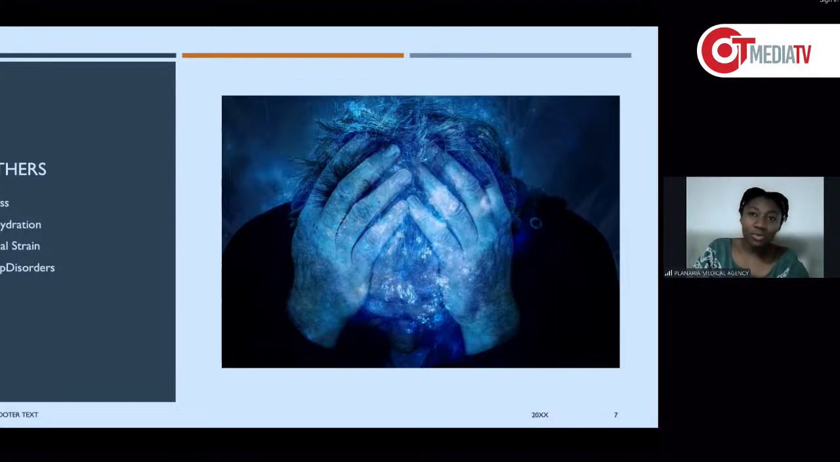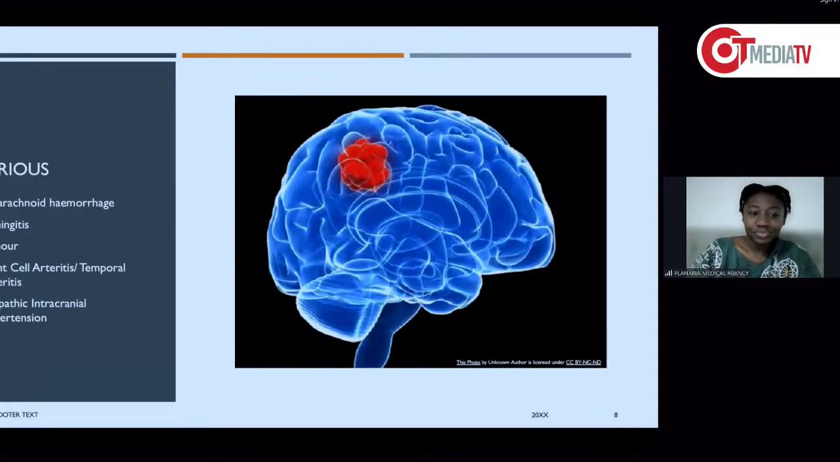Visual strain, so people who read in a dark room. If you're using a lot of computers and you find yourself straining your eyes on the computers, or you're reading in a dark room, reading at night without the light on, that sort of thing can cause you a headache. And I talked about not drinking enough water as well, so dehydration.